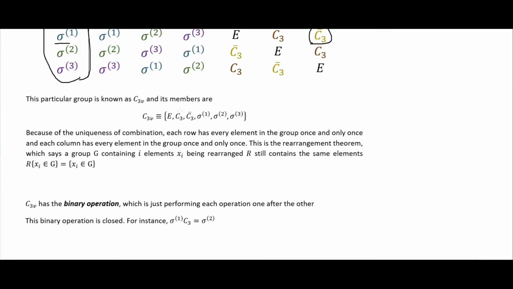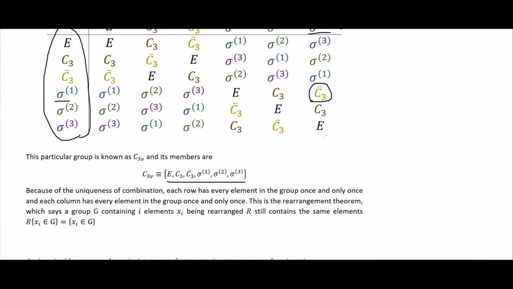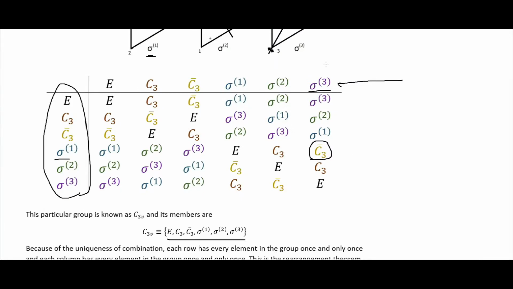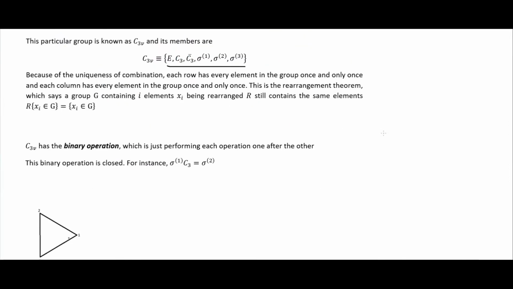And so C3V has these as our elements. And so if we rearrange the elements, we will always get the same elements. And so what you see on here is that every row contains all of the elements once and only once, and every column contains every element once and only once. And so each row and each column is just sort of another rearrangement of each of these elements. And so when you rearrange them, you just get the same elements back out again. And that is the nature of our table for the group here.